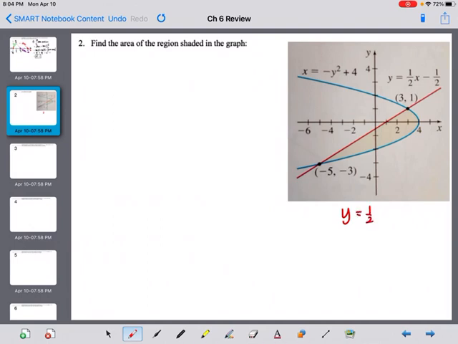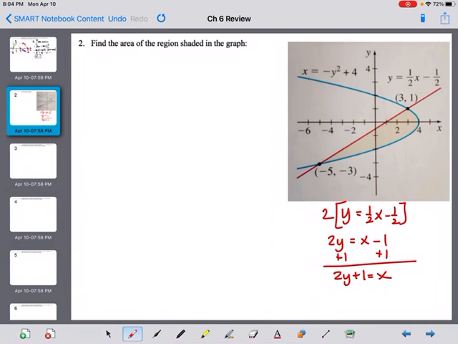So if I have y equals 1/2 x minus 1/2, and I just start by multiplying the whole thing by 2, then I'm going to have 2y is equal to x minus 1. And then to get x alone, obviously I'm just going to be adding 1 to both sides. So 2y plus 1 is equal to x. So there's the equation of my red line.